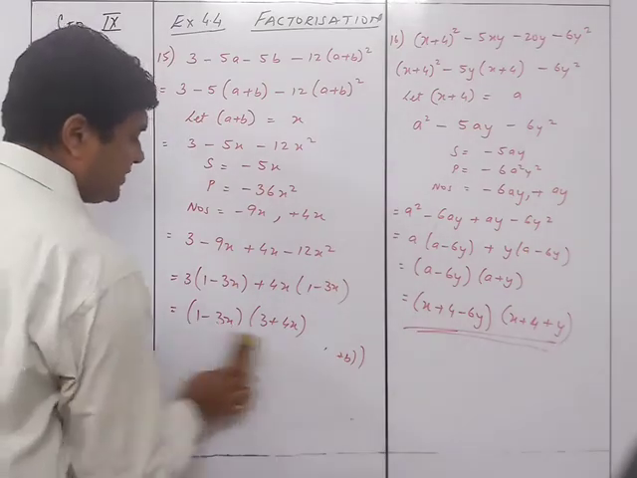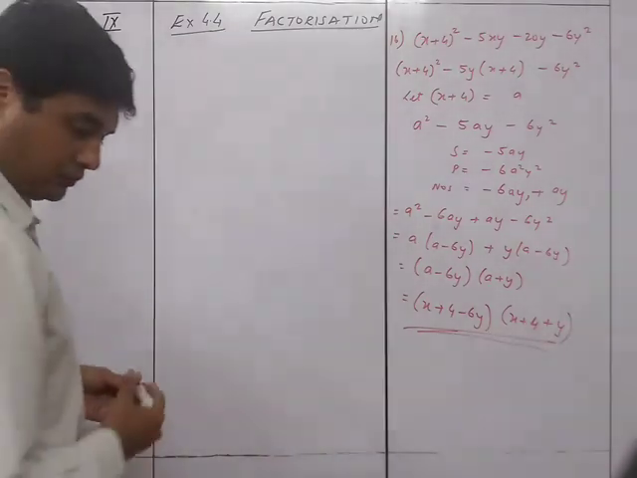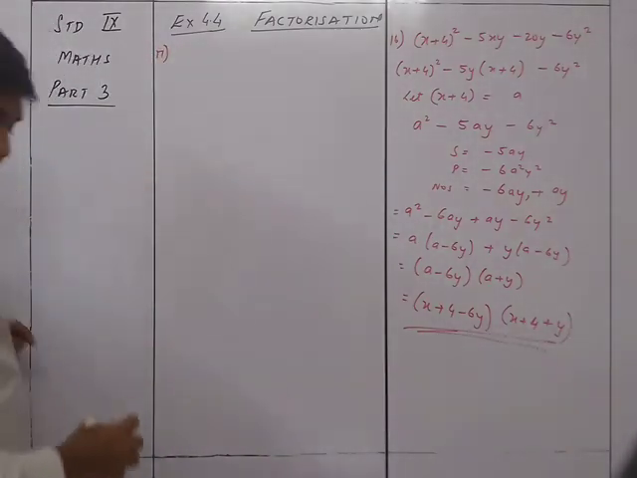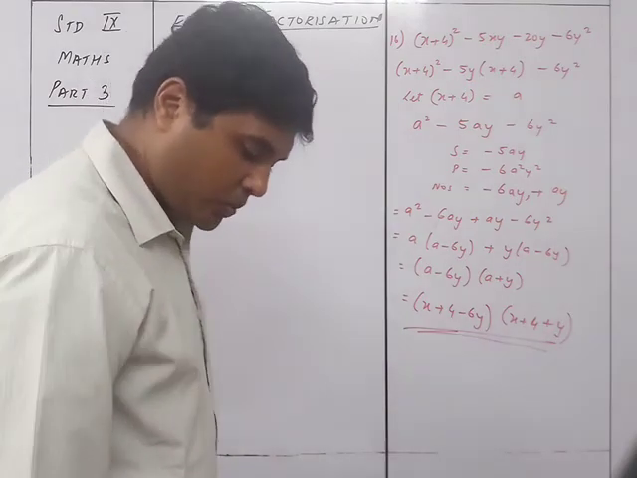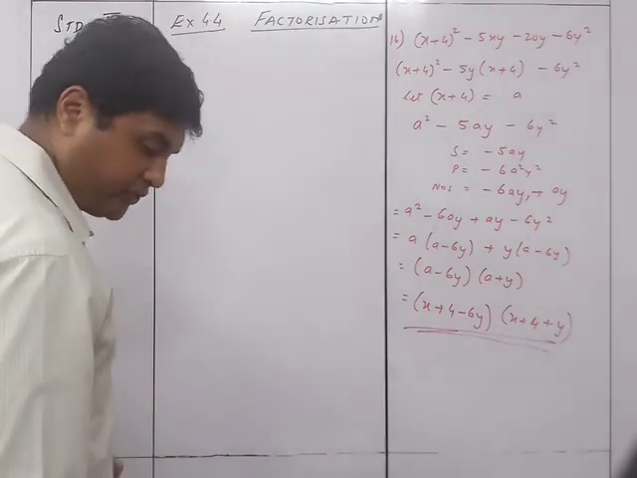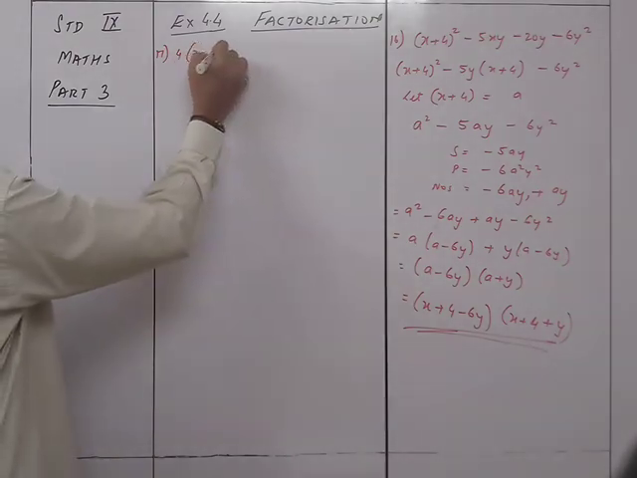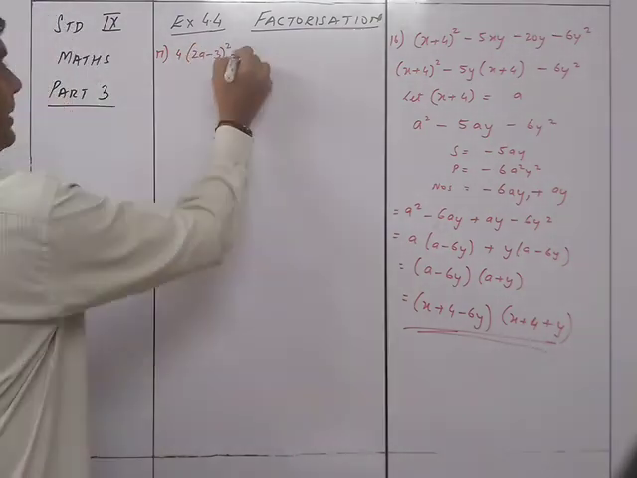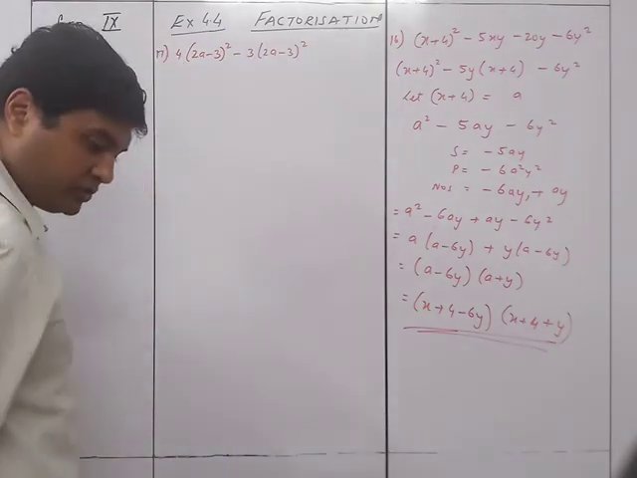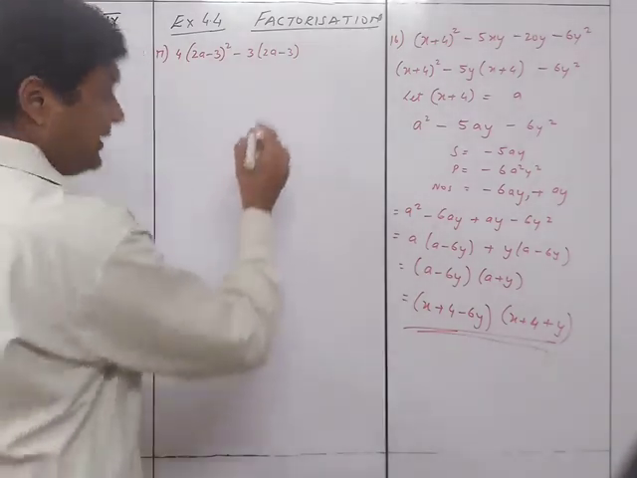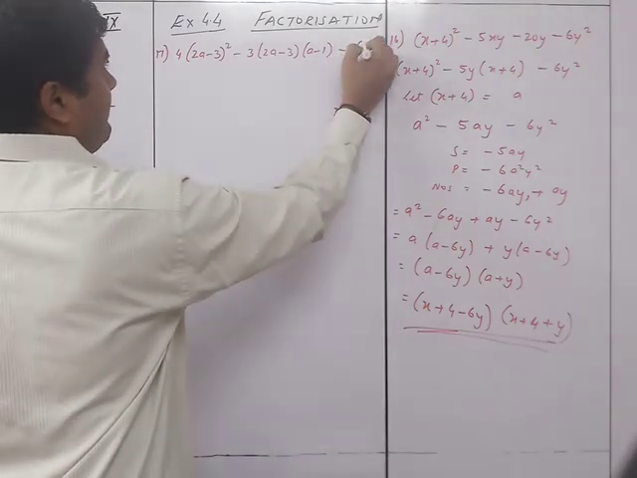Moving on to sum number 17. Now 17 has got only one sum, so we'll do that one. 18 will be your homework. Already the hint is given to you, so not an issue. So the last sum for this exercise, 17, is 4(2a minus 3) the whole square minus 3 into (2a minus 3) and (a minus 1), and minus 7(a minus 1) the whole square.